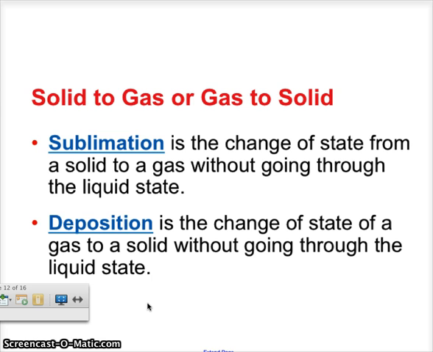Deposition is the opposite, and that's where it's going to go from a gas to a solid without becoming a liquid first. So it's the opposite of sublimation. And a good example of this would be frost in the grass in the morning. So it's going to go from a water vapor in the air to a solid form of ice on the grass. It never is at liquid state.